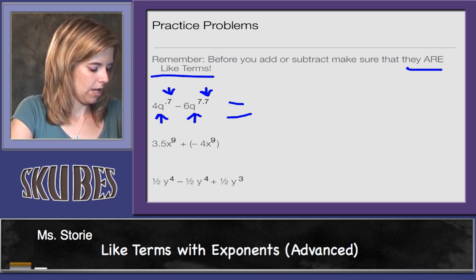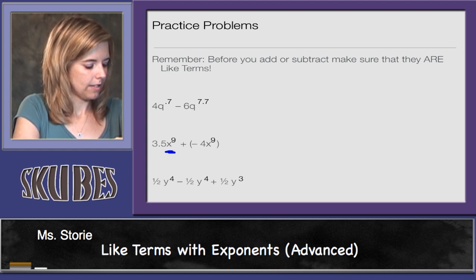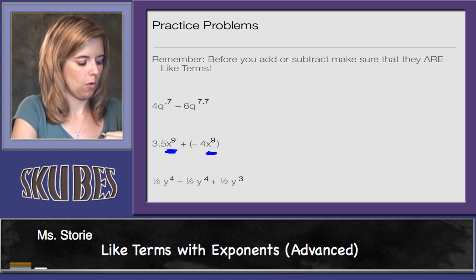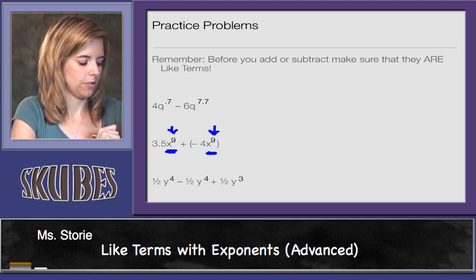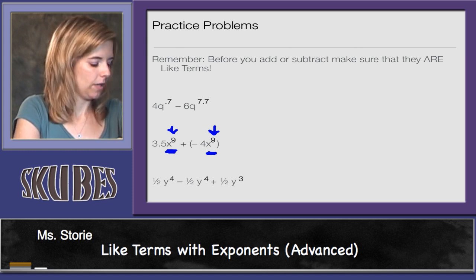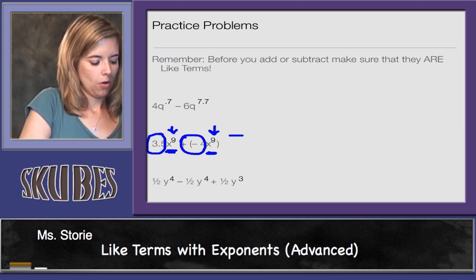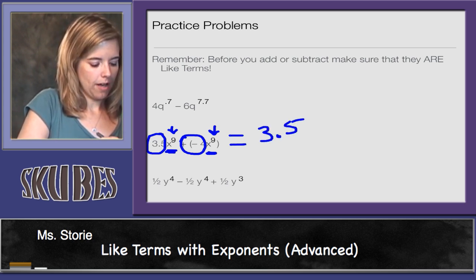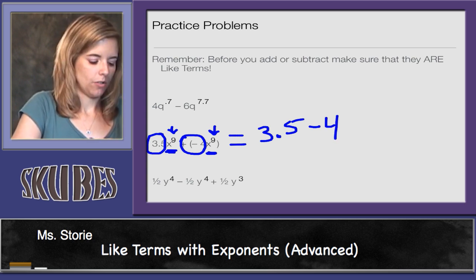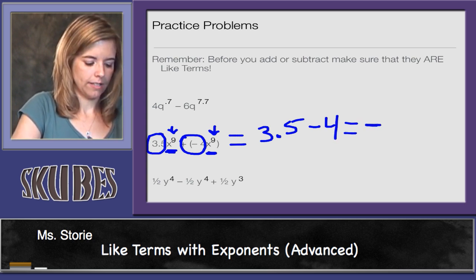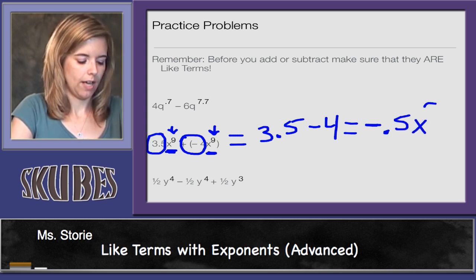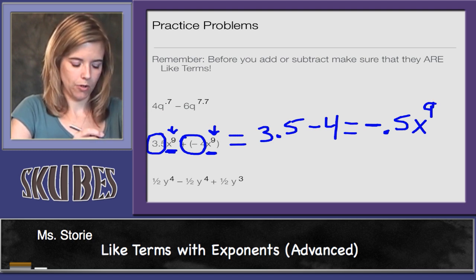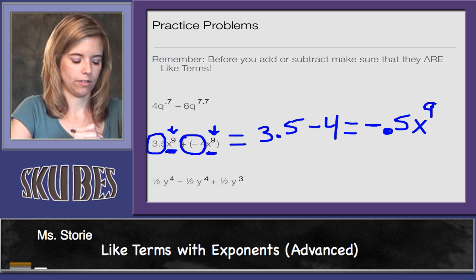Now let's take a look at the next one. You have 3.5 x to the 9th and negative 4x to the 9th. I see x's for both variables, and I see our exponents are 9s. We're good, we have like terms. So we can look at 3.5, and we're adding a negative 4, which really means you're going to take 3.5 and you're going to subtract 4. So if you do that, you're going to end up with a negative number, and it's negative 0.5, and then remember, you're going to recopy your variable and your exponent. They don't change when you add or subtract. The only thing that changes is that coefficient.